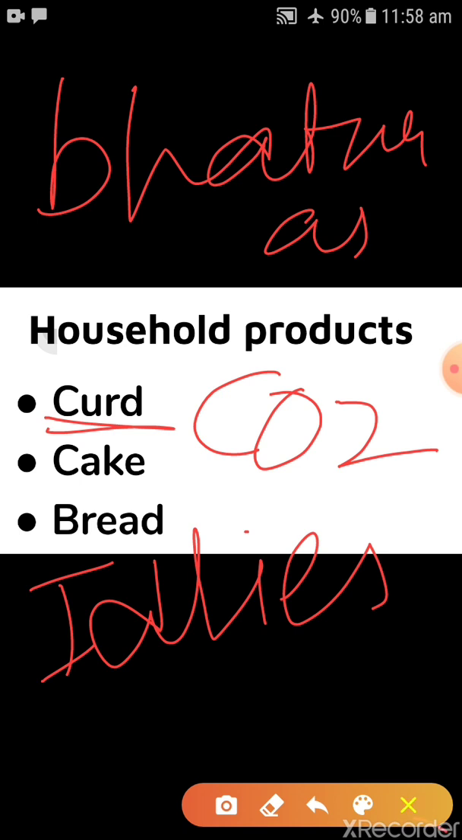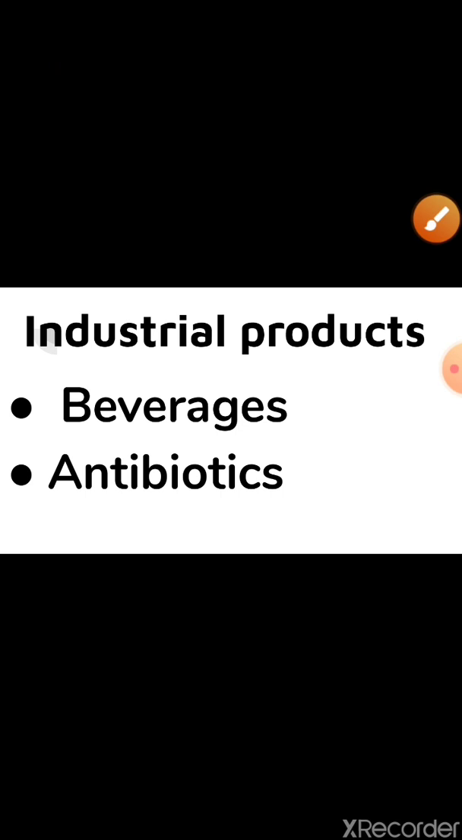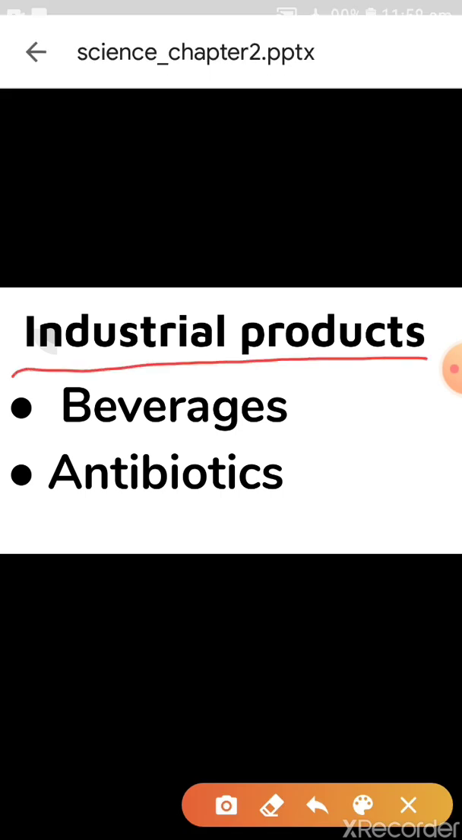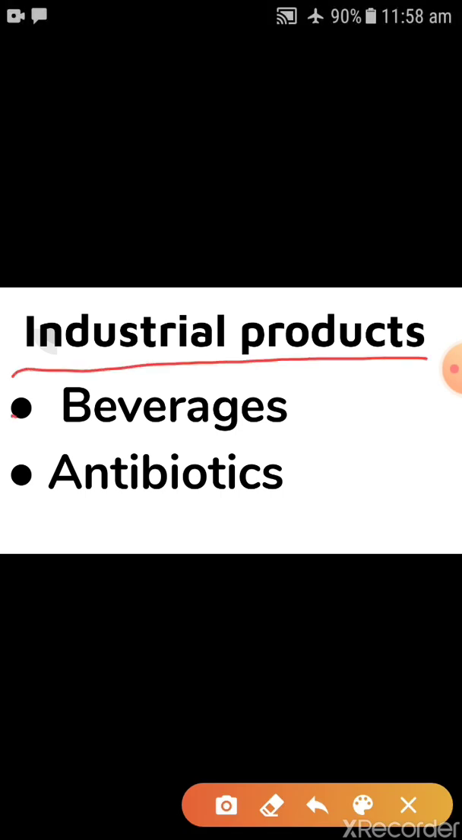Is that clear? The next area where microorganisms are very much useful is industrial products, like beverages and antibiotics. In these two also we need microorganisms. Without microorganisms, we can't make beverages and antibiotics. Microorganisms are used for the large-scale production of alcohol. So in alcohol also we need microorganisms.